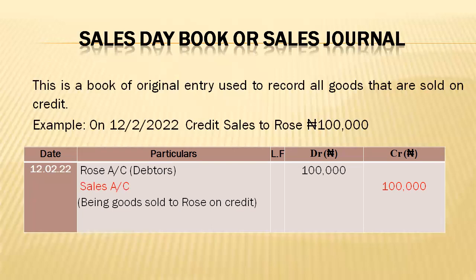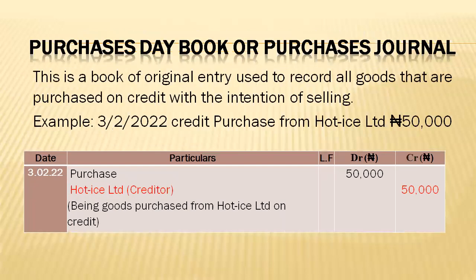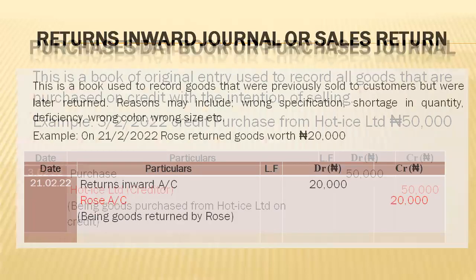Since Rose is receiving, we debit Rose's account, although Rose is also a debtor, or we call that account receivable. While sales is being credited, the reason why sales is being credited is that sales is giving. Of course, when you make sales on credit, you're giving out an item, and so you credit sales account and you debit. Sorry about that.